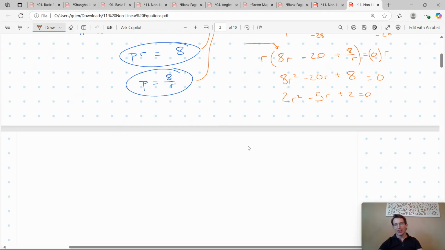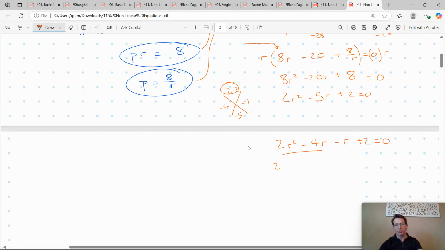Okay, and then we want to find two numbers that multiply to 2 times 2. That's this 2 times that 2. And add to negative 5. And those numbers are minus 4 and minus 1, which multiply to 4. Okay, so we got those numbers, so let's decompose that middle term. 2r squared minus 4r minus r plus 2. You can write them the other order, it's fine, doesn't matter.